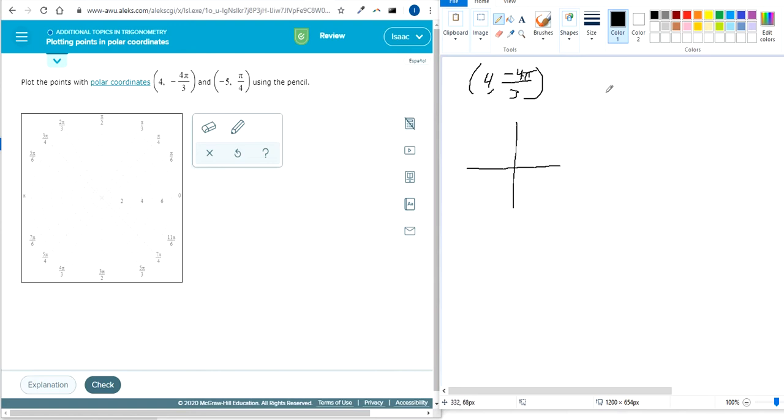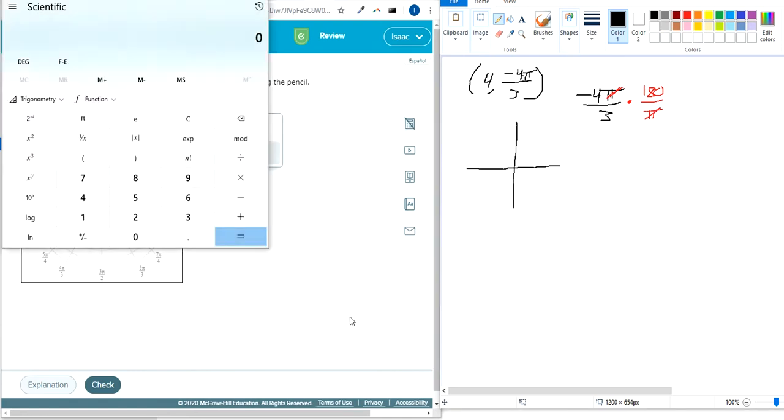Negative 4 pi over 3, maybe it's easier to look at that in terms of degrees. The quick trick for converting from radians, which is what we have now, to degrees is you multiply by 180 over pi, and then you've got your degrees. In other words, it cancels your pi, and then you've just got to multiply your fraction times 180. So 4 times 180 divided by 3 gives us negative 240 degrees.